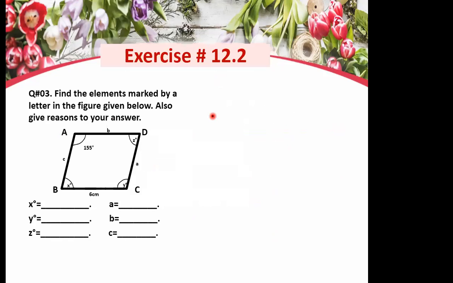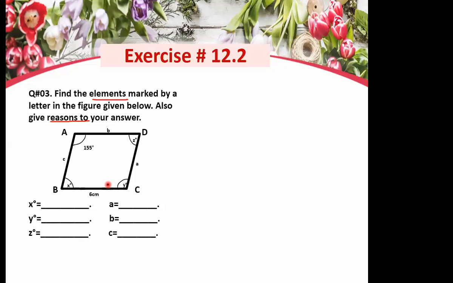Now look at this one. Again, you have the same kind of question. Question number 3: find the elements marked by a letter in the figure given below. Again, you have to find the elements marked by a letter, and also you have to provide reasons for your answer. Understand?